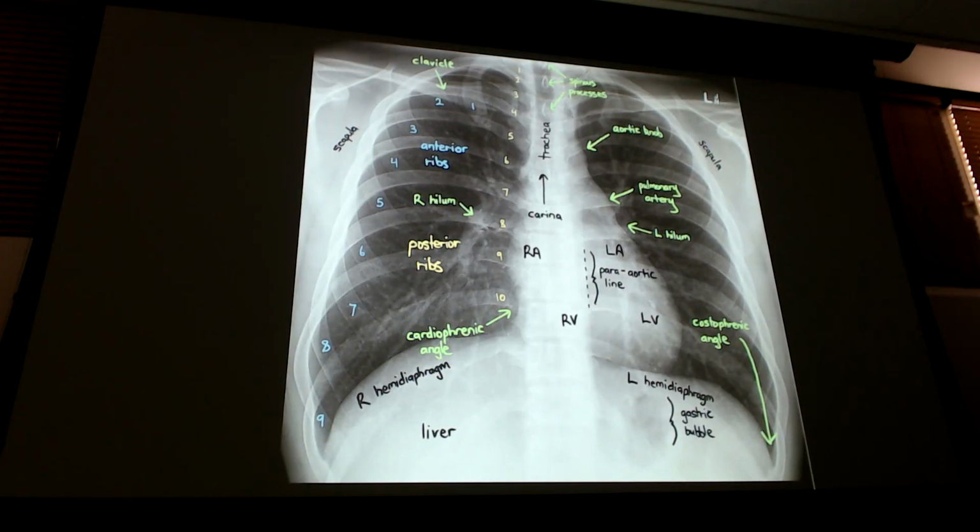Okay? Your carina, that is the bifurcation of your trachea going into your bronchi. If you follow your trachea down, you split into your right and left main bronchus right at the carina. Follow the trachea down, we split right and left, right at the carina. Okay? Your right hilum, right here.